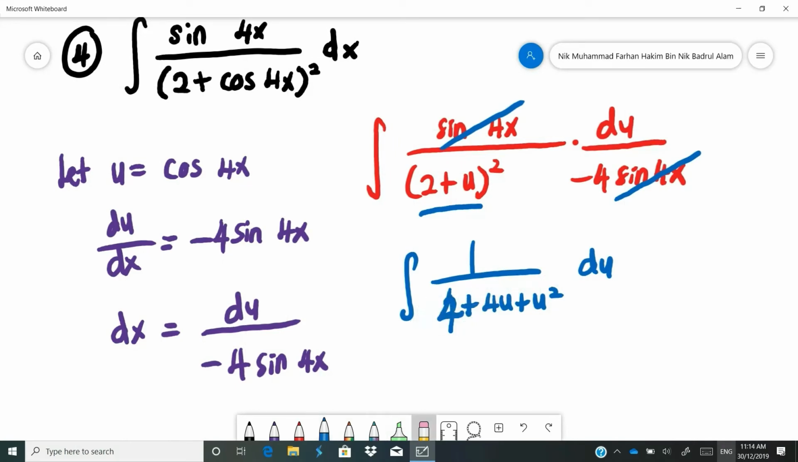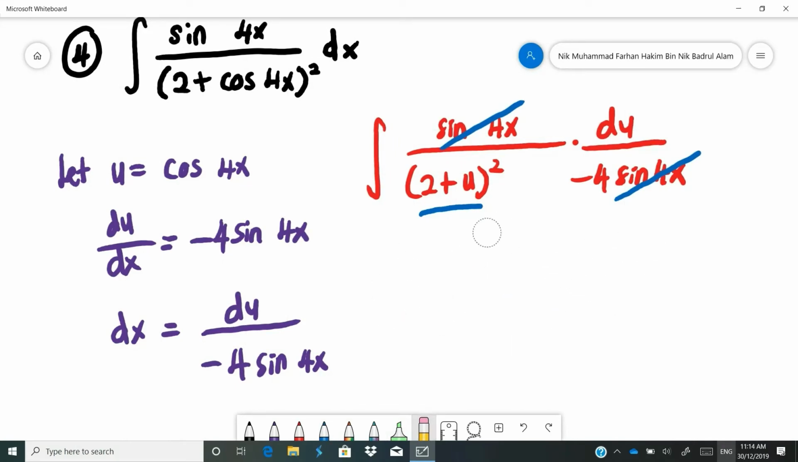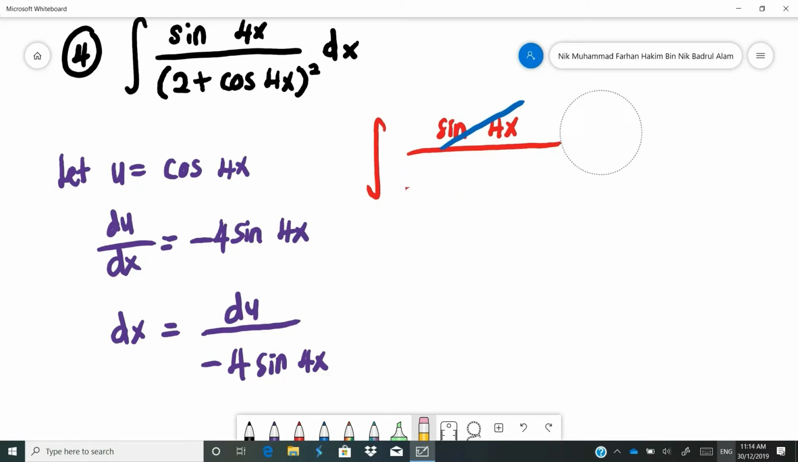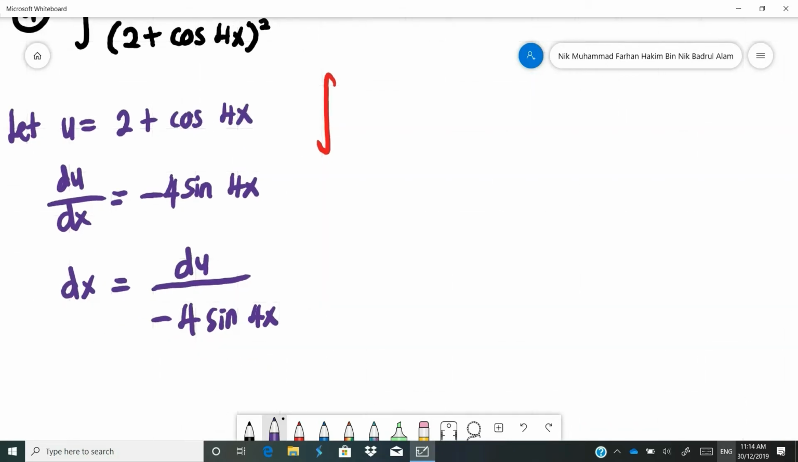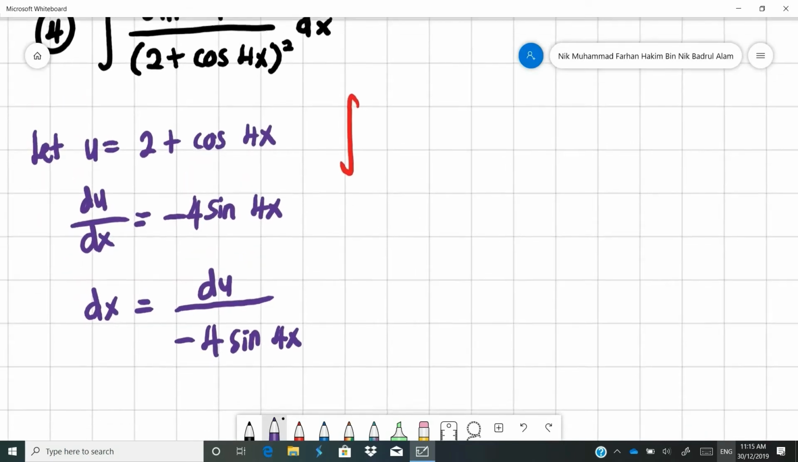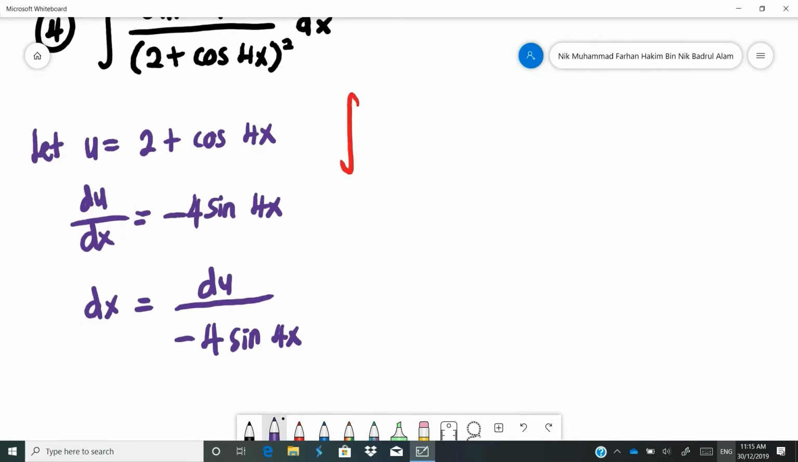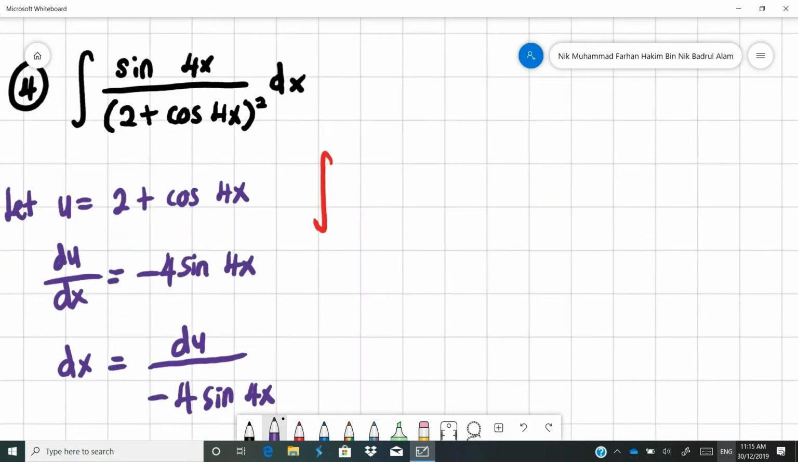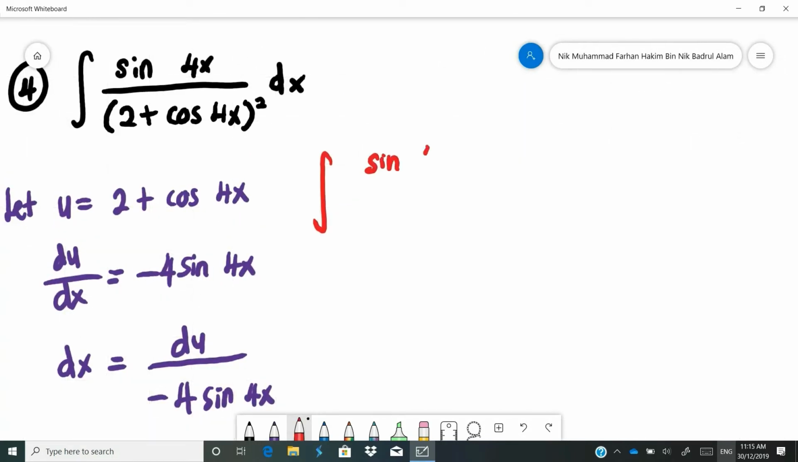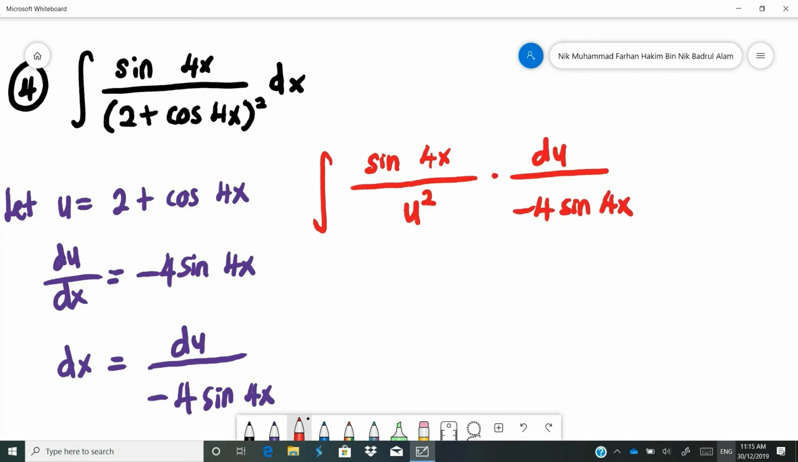But what we're going to do is, I'm going to write back, our choice has to be u equals 2 plus cos 4x. When you differentiate this, the 2 will be 0 so it will disappear easily, and still you get the same differentiation. But when you substitute it back in here, it will be a bit different. As you choose u as the whole thing at the bottom, so u square, and dx is du over negative 4 sine 4x. Very different from the previous one.